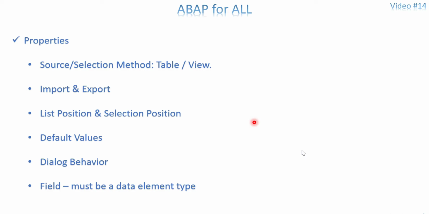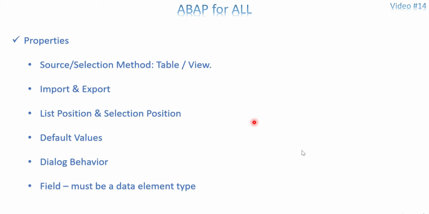So which order you want? Some systems, some requirements may say I want material first. Some requirements, I want plant first. So you can segregate, you can order it. The list position, you can order the fields.